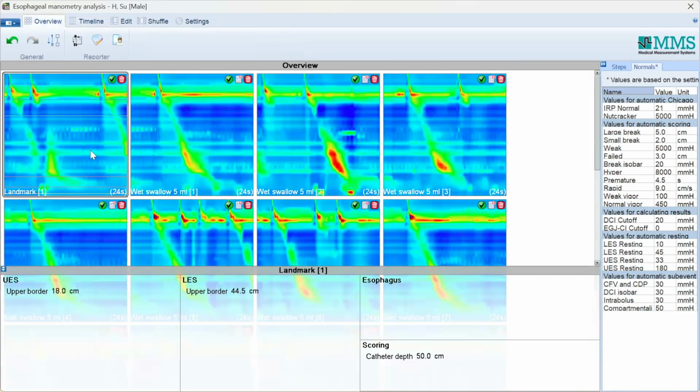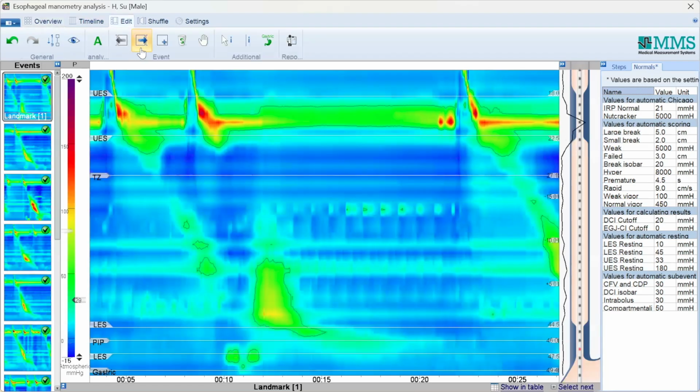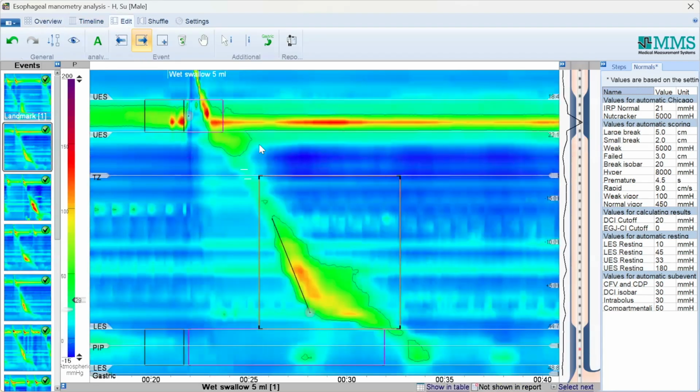Let's get back to the swallow. Then we will do the swallow. We will give the patient, in the supine position, 5 ml of water. It's normal water at room temperature. It's not too cold or hot, because if it's cold or hot it will sometimes affect the motility. Then we ask the patient to swallow.